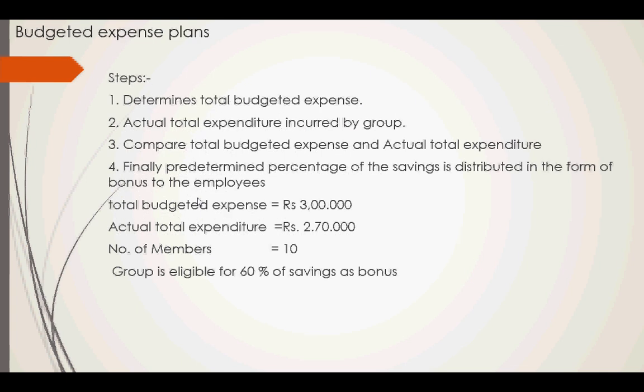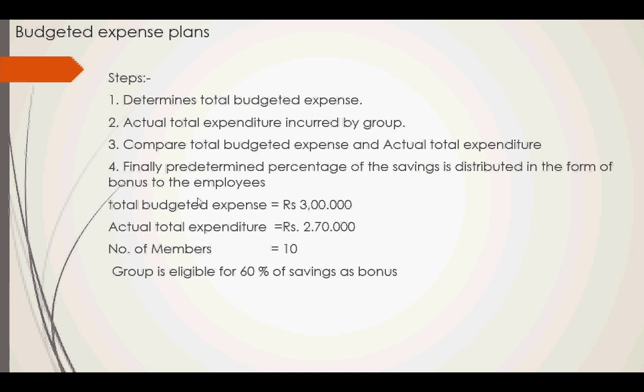Next, budgeted expense plan. How do we calculate the incentives on the basis of the budgeted expense plan? Number 1, determine the total budgeted expense, and the actual total expense incurred by the group. Okay, the standard budget. The budgeted expense is 10 lakhs in the production department. So total expenditure incurred by the group to perform the particular job. In the process, the group incurred 8 lakhs.